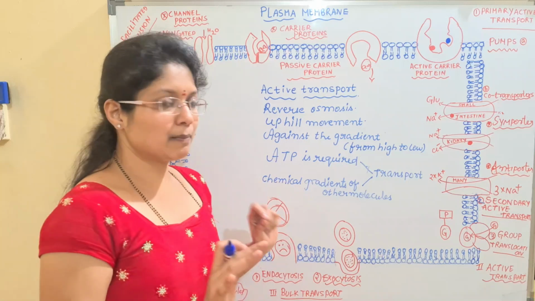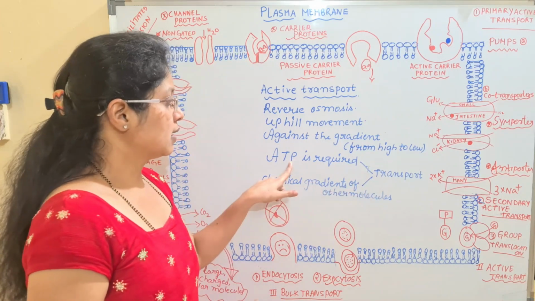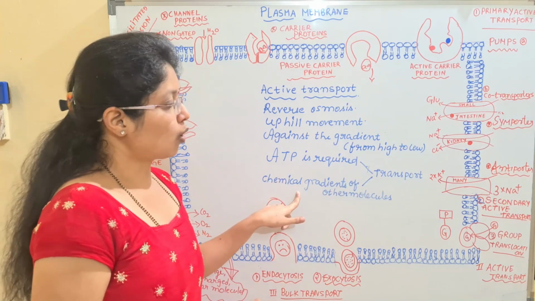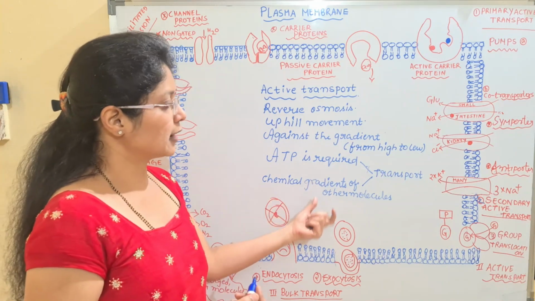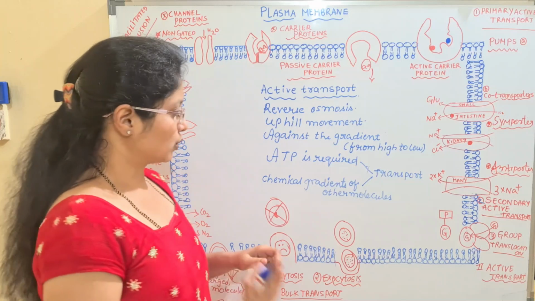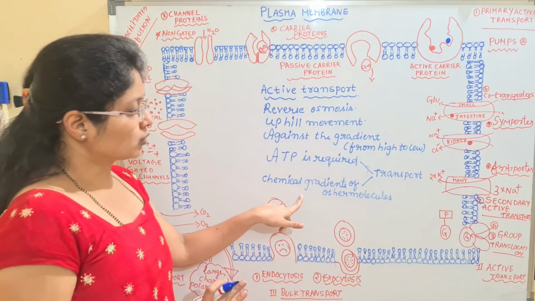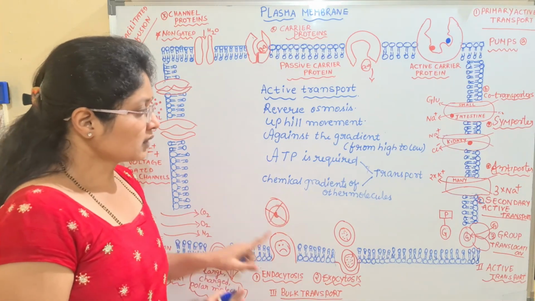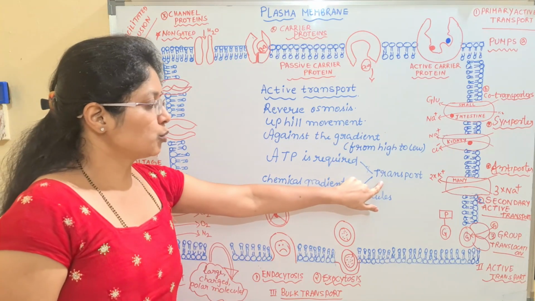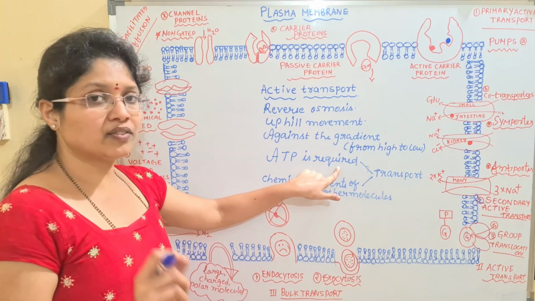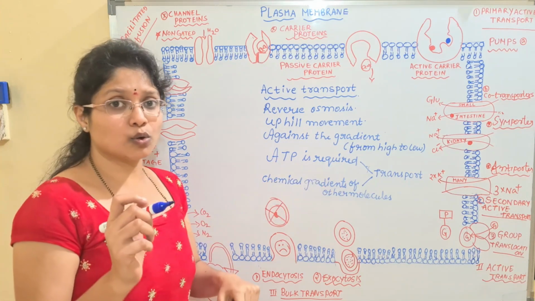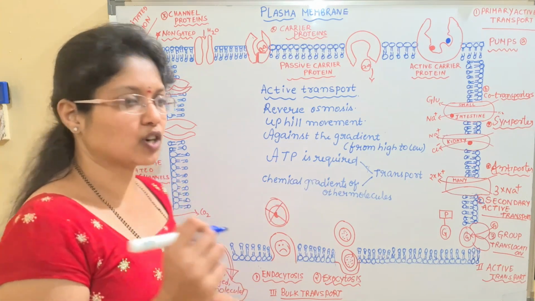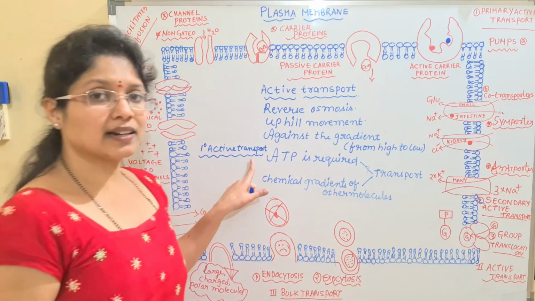Okay, so simply remember, the transport can occur with the help of ATP or with the help of the additional energy sourced from the chemical gradients of other molecules. Okay, so this is what you have to remember here. And the active transport which is taking place with the help of ATP is known as the primary active transport. So what is primary active transport?